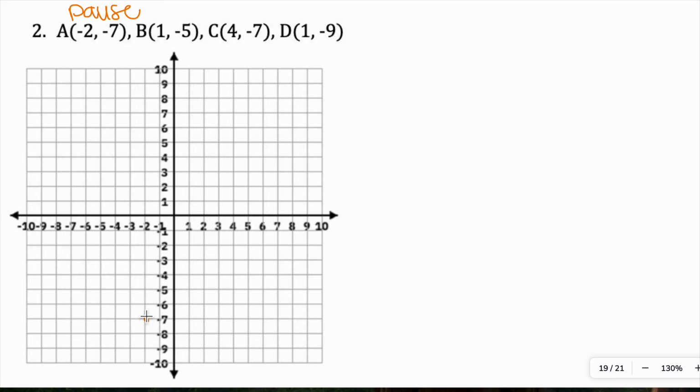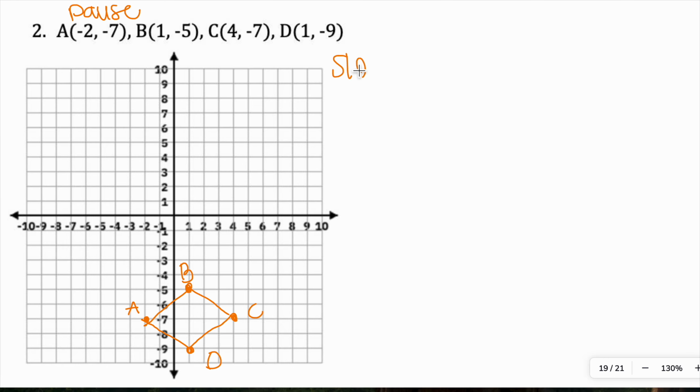All right, first thing I'm going to do is find all my points. So A is -2, -7, B is 1, -5, C is 4, -7, and then D is 1, -9. Right now it looks like probably a rhombus, but we're just going to prove that just to make sure.